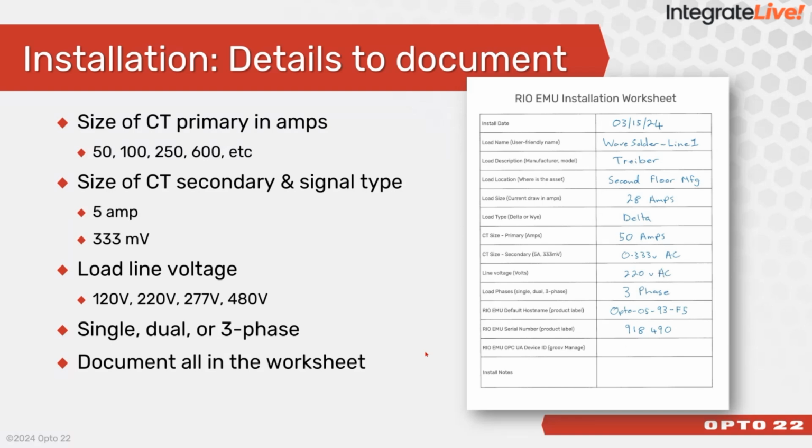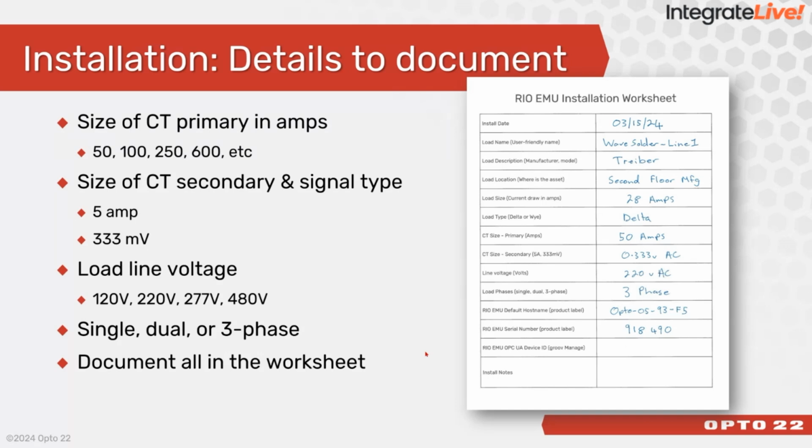The other thing that the EMU needs to know, and thus Benson needs to know, again to do that math correctly, is what the line voltage is: 120, 220, 480, etc. So I drop that in, it's 220 volt. Again, Benson and Alex need to know so they can set the template up: single, dual, or 3-phase. Our solder machine is 3-phase, and I just wrote it down. When was it installed? What's the make of the machine? Where is it? What load? It's a Delta.